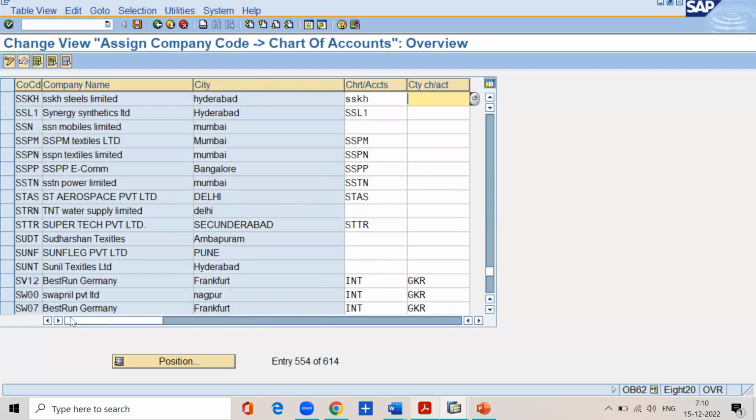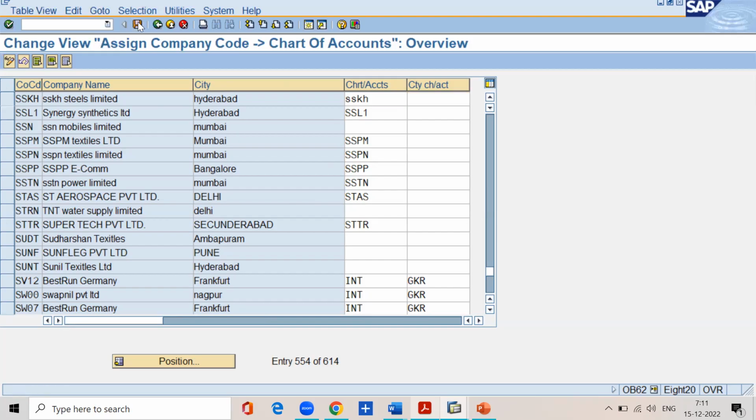But how the country specific chart of accounts and operational chart of accounts are linked, and how the operational chart of accounts and group chart of accounts are linked, right? These links I will explain to you in the general ledger accounting. At that time only you can understand. At this point you cannot imagine or visualize.